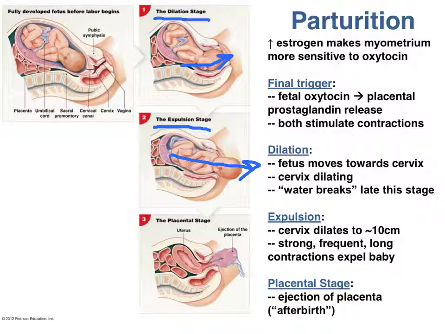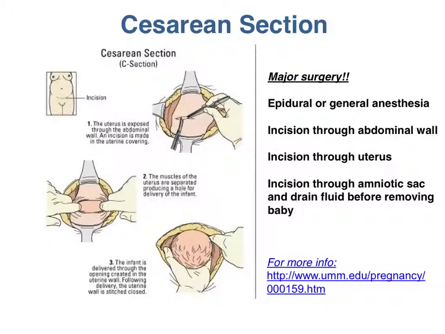After the baby is expelled, contractions continue until the placenta is ejected too. This is sometimes referred to as the afterbirth. I want to switch gears now and talk for just a minute about cesarean section, or C-section. Cesarean section is surgical delivery of a baby.